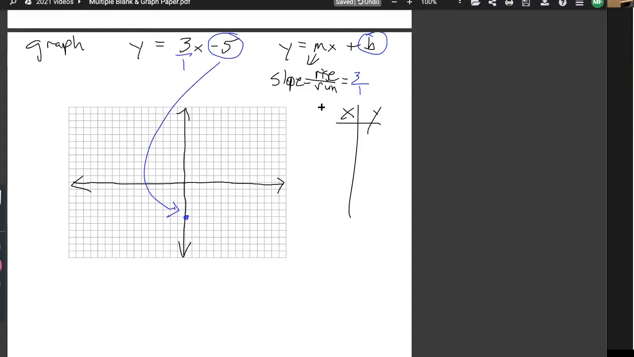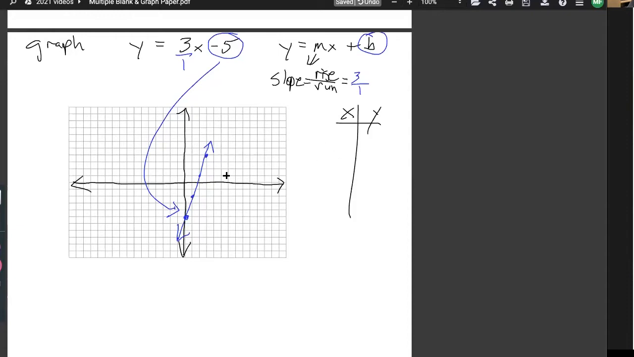All right, so we're going to rise 3, 1, 2, 3, and then over 1. Again, 1, 2, 3, over 1. Okay, connect the dots and you're done. So you don't have to do it 3 times like I did. I could have just gone up 1, 2, 3, over 1, put some arrows on the end, call it good. Okay, that's it.